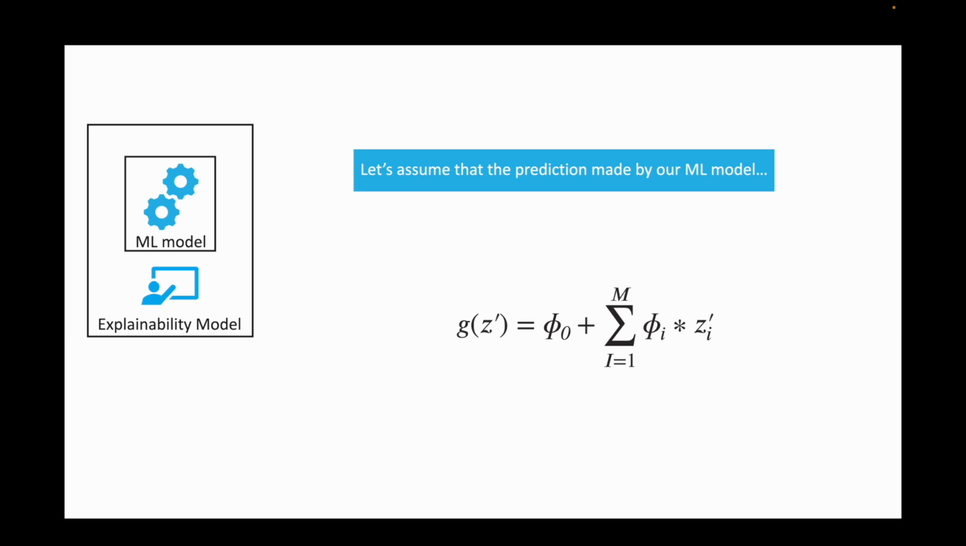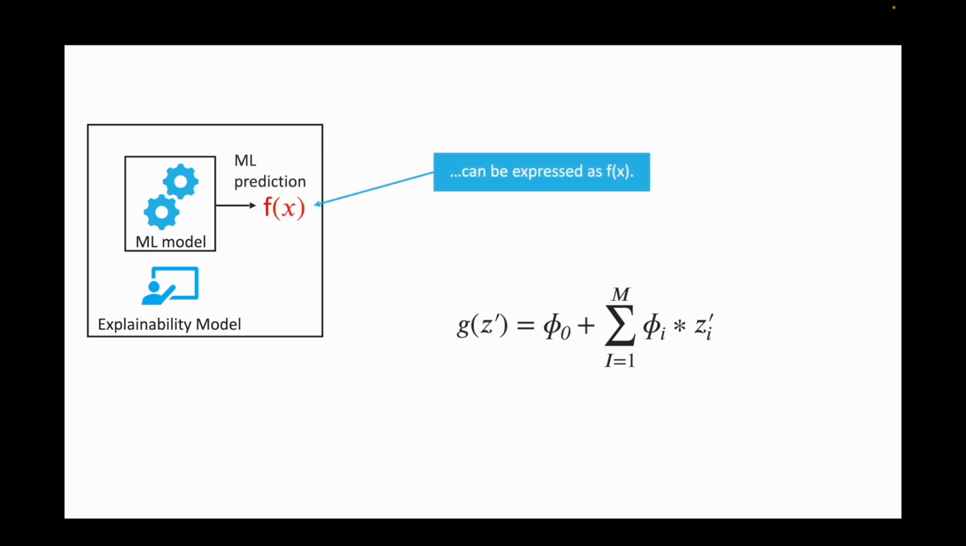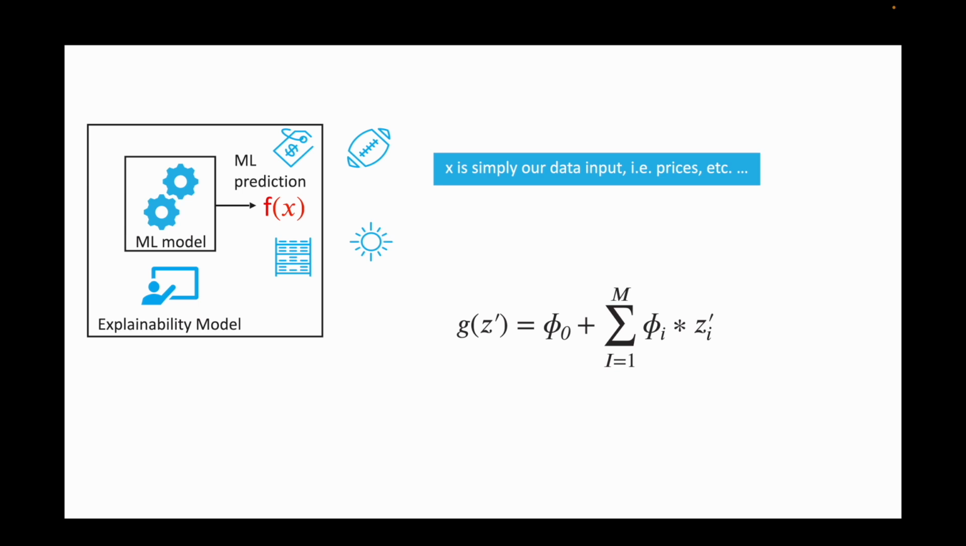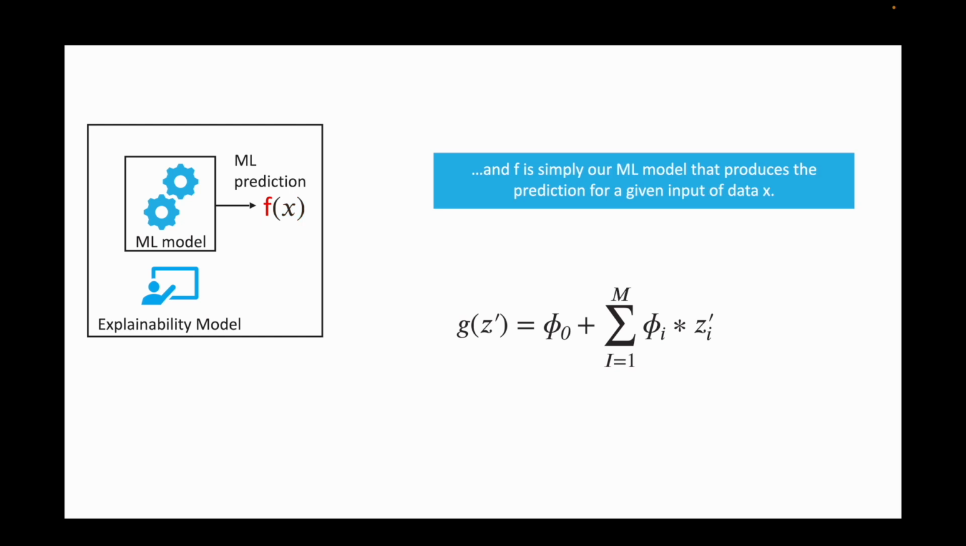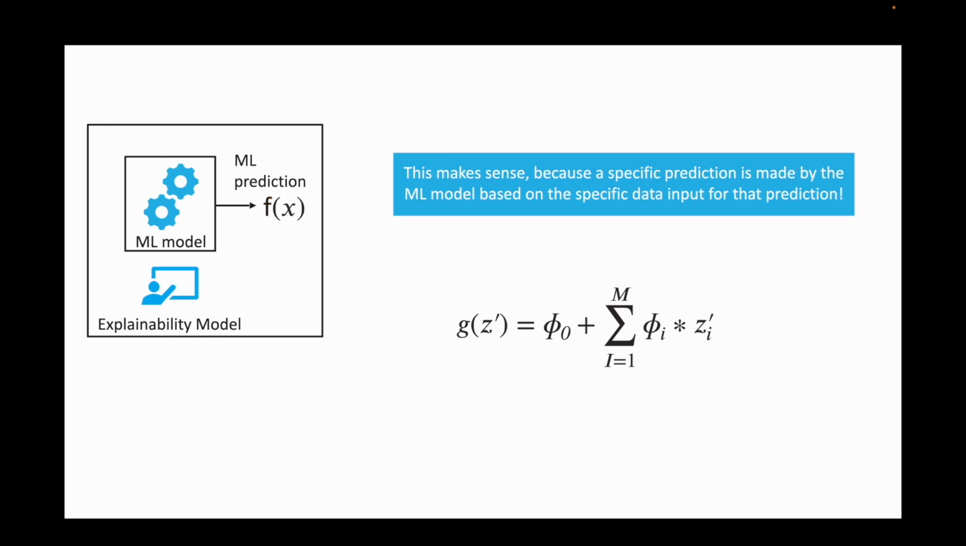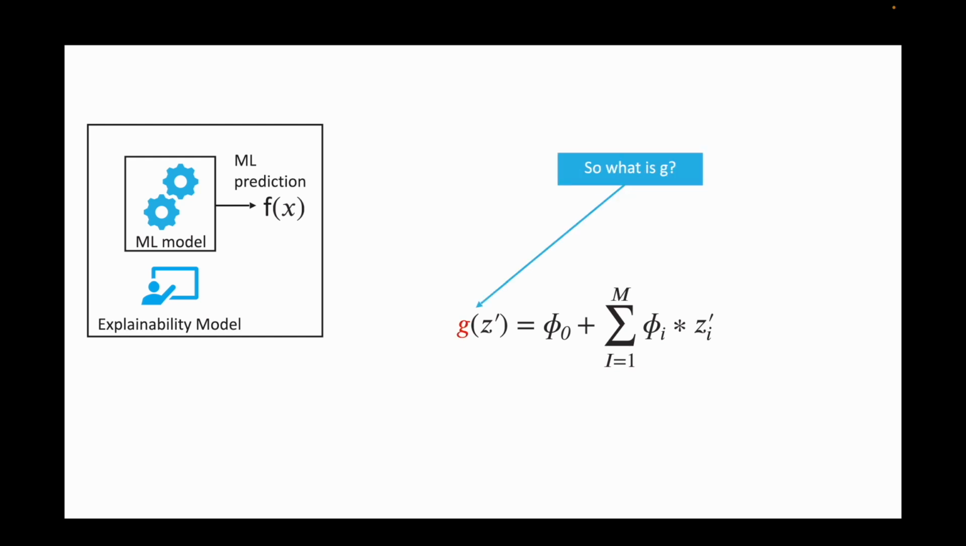Let's assume that the prediction made by our machine learning model can be expressed as f of x. X is simply our data input, that is, prices and so on. And f is simply our machine learning model that produces the prediction for a given input of data x. This makes sense because a specific prediction is made by the machine learning model based on the specific data input for that prediction. So what is g?